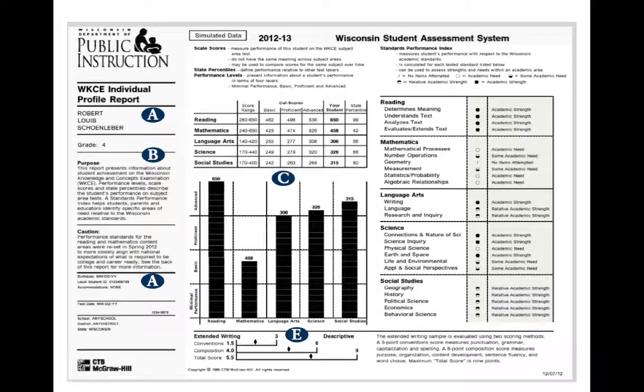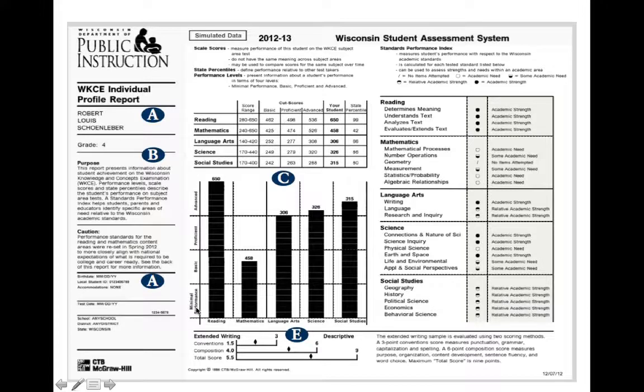If we're going to look at what the WKCE report looks like currently, it's similar to this. It's got scaled scores, it's got state percentiles, and it's got performance levels. There are good and bad things about this. If you look at this, you have your scaled score.